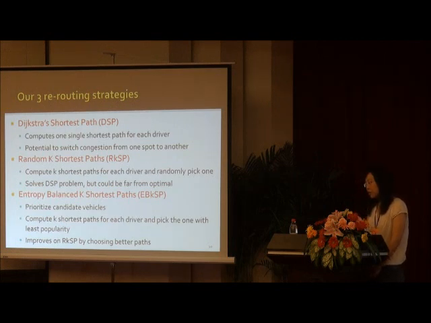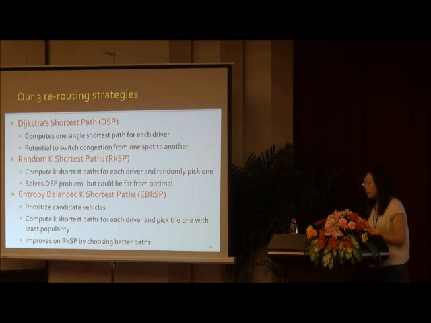First one is very simple, just the actual shortest path. As we discussed before, it may have the potential to switch congestion from one spot to another. Another strategy is to compute k shortest paths, and then the system computes randomly similar k shortest paths with similar travel times. Then the system will randomly pick one and recommend this to the driver.